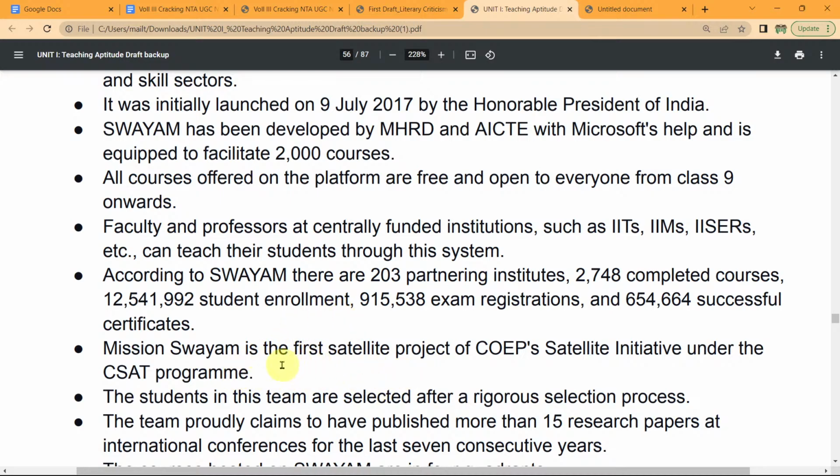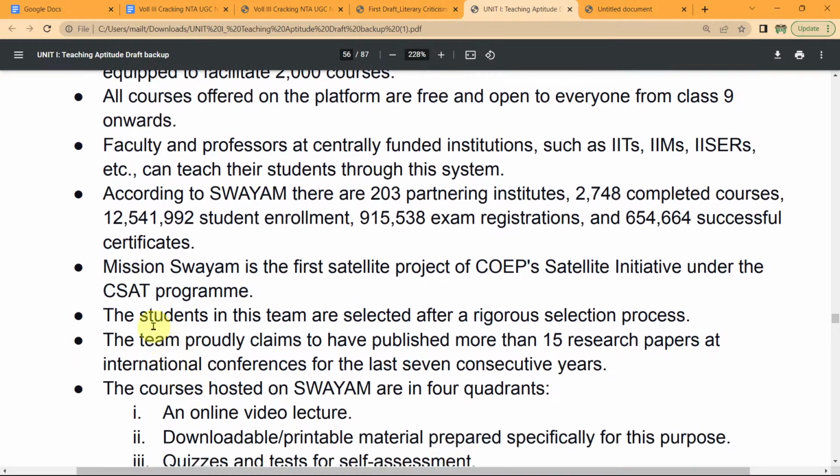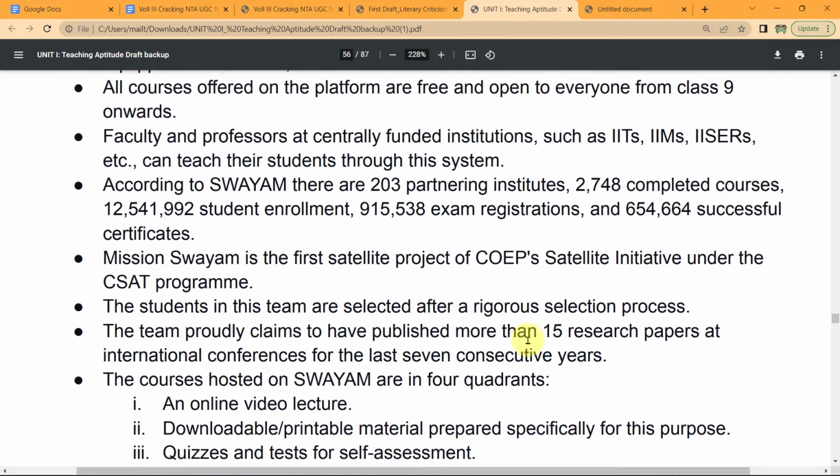Okay, the mission is the first satellite project of the COEP satellite initiative under the CSAT program. Okay, and SAT means satellite. And the students in this team are selected after a rigorous selection process.